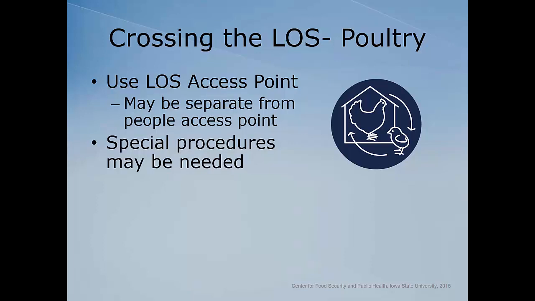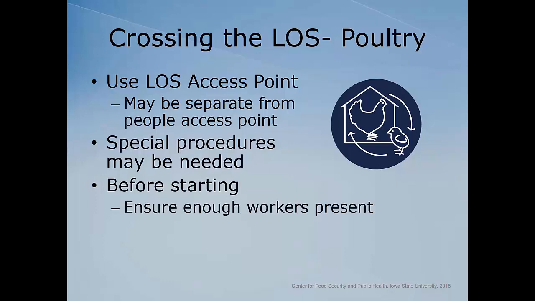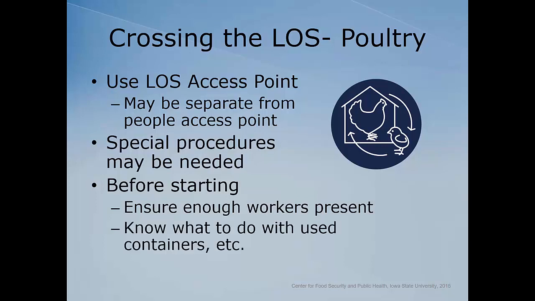This might include one person on each side of the LOS passing containers across the LOS, or even temporarily modifying where the LOS is during loading or unloading. It is a good idea to check with the biosecurity coordinator and the section on replacement poultry in the site's biosecurity plan before loading or unloading poultry onto or off of the site. When moving poultry across the line of separation, make sure you have enough people to be able to follow all of the required protocols, and that you know what to do with items such as empty containers before getting started.